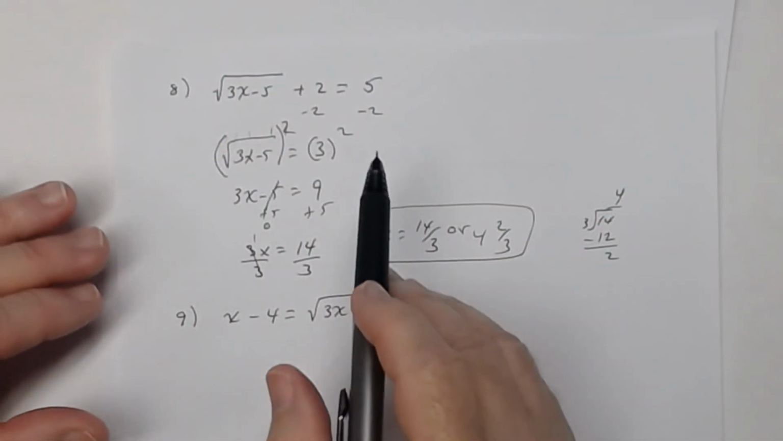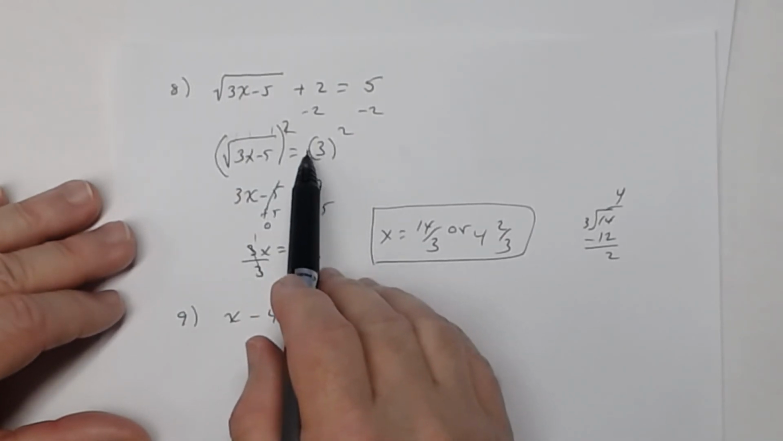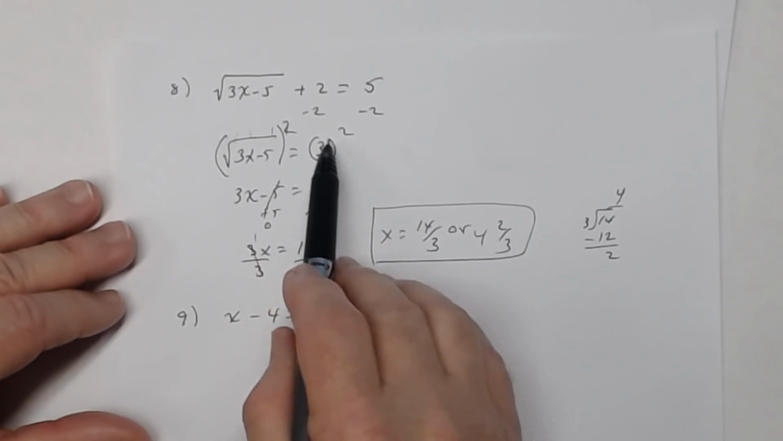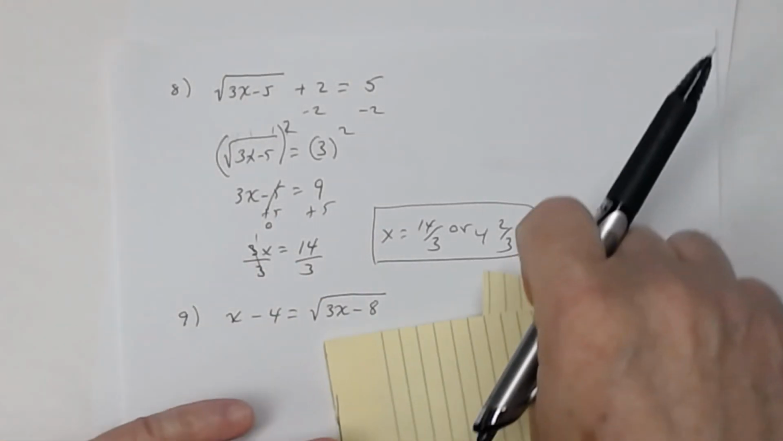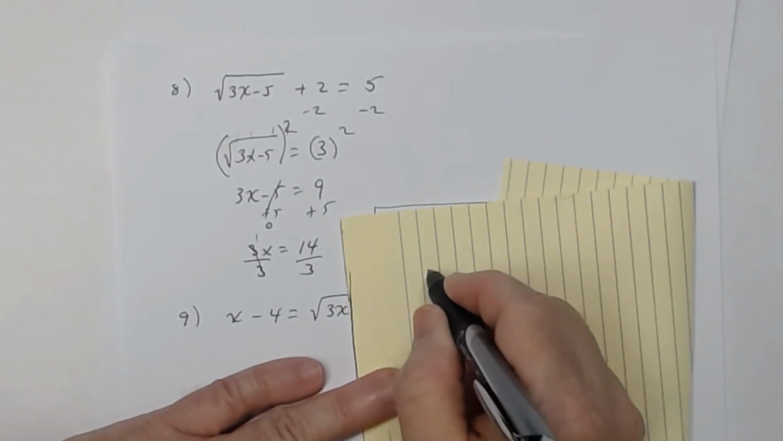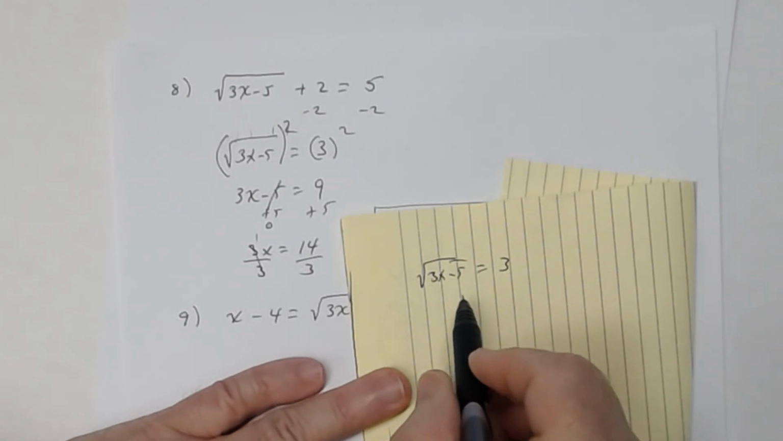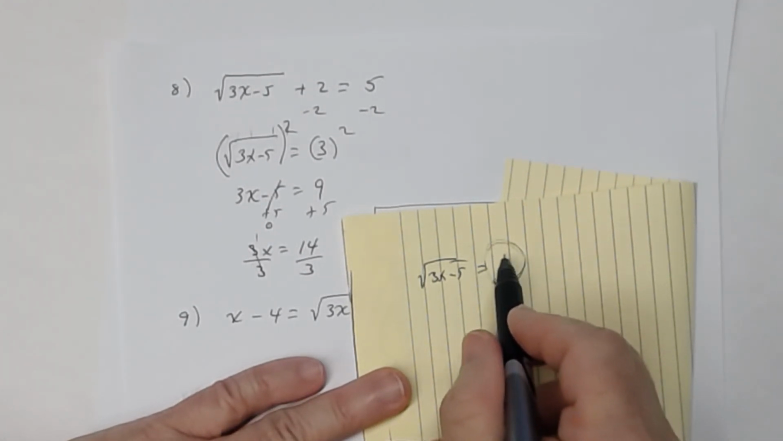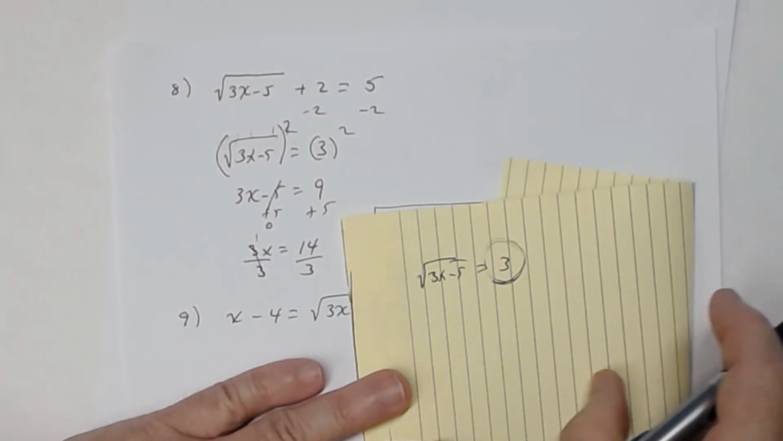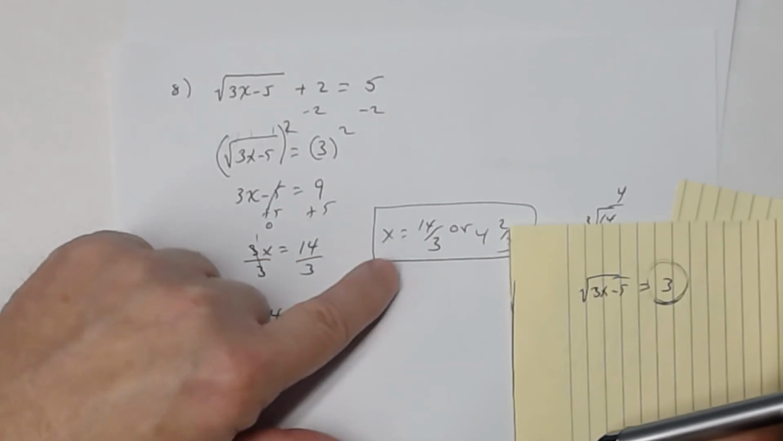Well, what we learned was that when I got the square root by itself, all I was left with was this constant 3. Remember, we had right here the square root of 3x minus 5 is equal to 3. Well, there was no variable on this side, and this number is positive, so you're good. As long as what you did was correct, this is a solution.